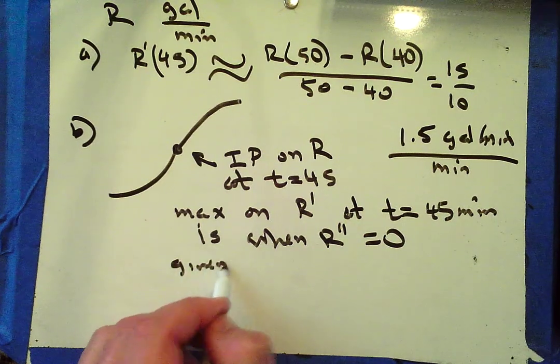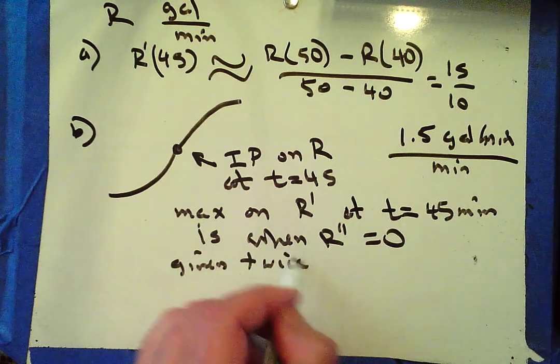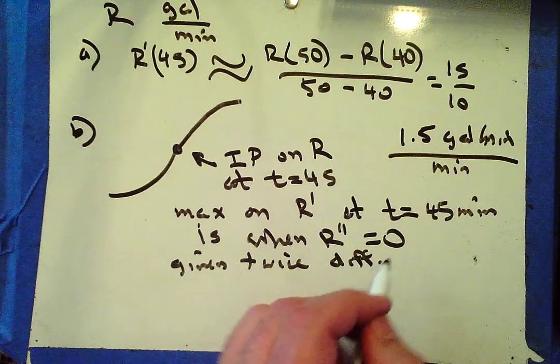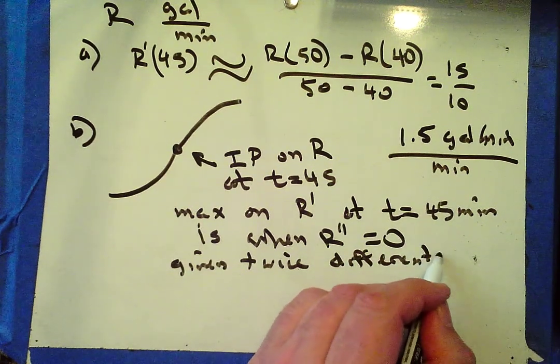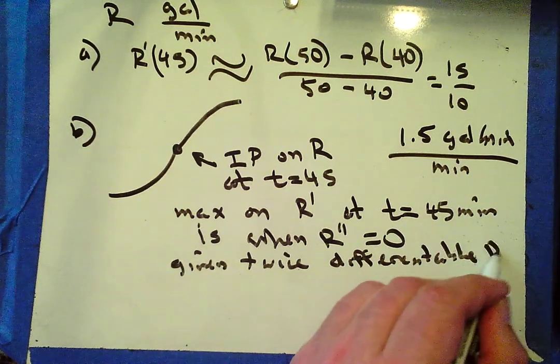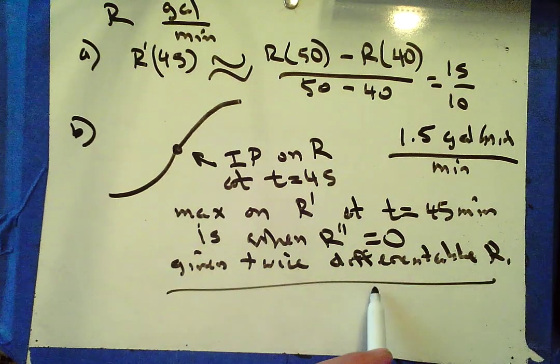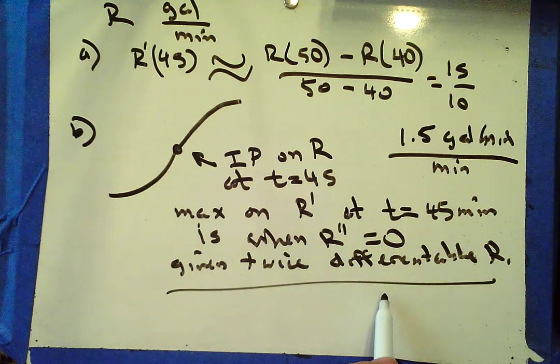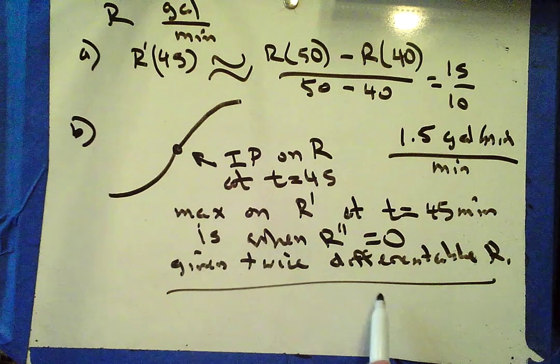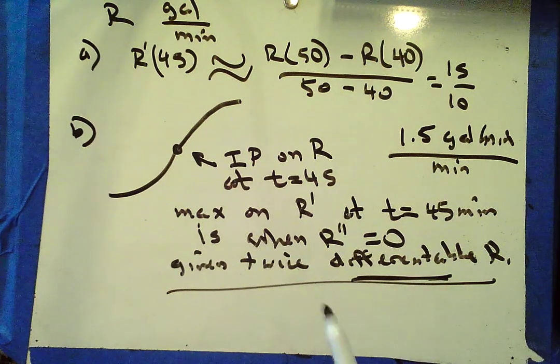given twice differentiable R. I'm putting this last statement in here because I don't want them to say, well, maybe R double prime is undefined. And I want to say no, because you told me that this was a twice differentiable function, which means R double prime must exist everywhere. Okay, so that's part B.